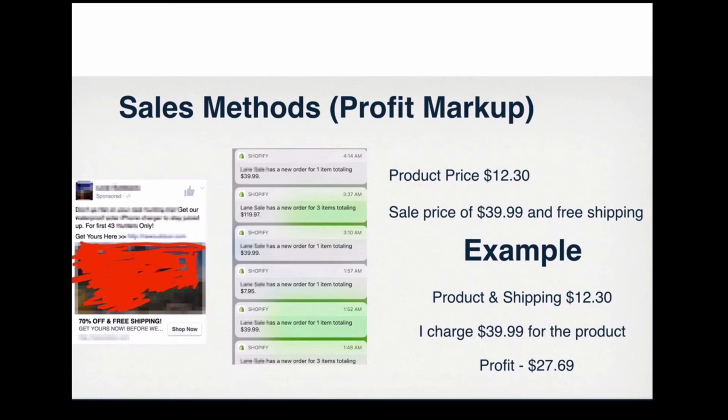The second sales tactic you could use is profit markup. For example, on AliExpress, a product might cost you $12.30, and the sale price for that product on your Shopify store, you could sell it as $39.99 and free shipping. So the product and shipping on AliExpress might cost you, as I said, $12.30, and you charge $39.99 for the product, and you make $27.67. Don't know why I keep saying pound, but it's dollars. So this is the method I recommend, guys, you use, because this is the method I use as well.